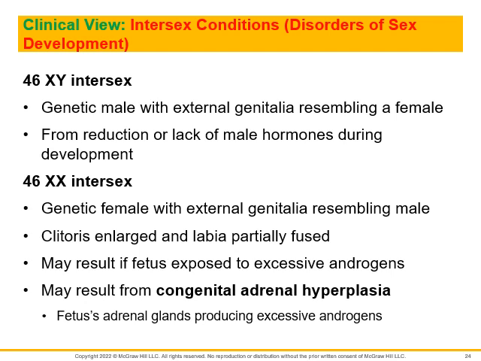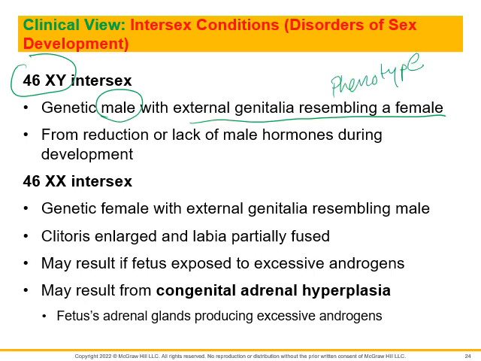There are other instances. You could be 46 XY, so you're genetically a male, but your external genitalia resembles a female. So your phenotype is female. If you are not producing enough testosterone, remember that SRY gene is going to make the SRY protein, which is going to trigger androgens to become testosterone.